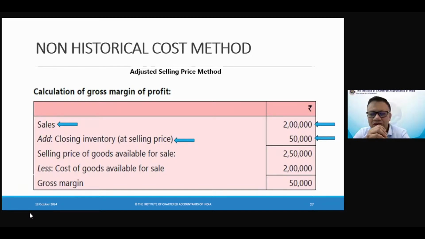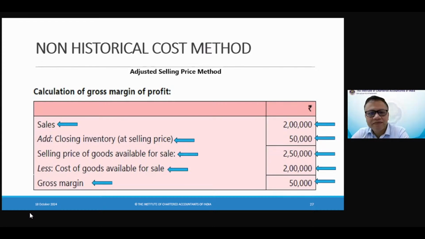Gross margin, sir? Gross margin. For that, what do I do? I have to find the cost of goods available for sale. Now, the cost of purchase is 2,50,000. Definitely, if the cost of purchase is 2 lakh, that means there must be a profit inside. Yes sir. So this is the gross margin, 50,000.